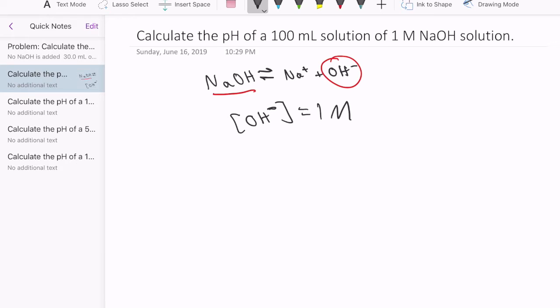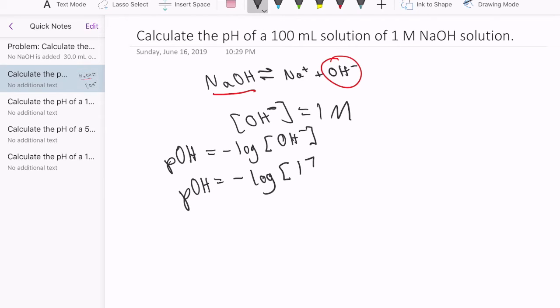Now that we know the concentration of hydroxide ions, the pOH is equal to the negative log of the concentration of hydroxide ions, which we know is 1. So the pOH is equal to the negative log of 1. Now you have to think a little bit. What is the log of 1? Well, the log of 1 is just 0. So the pOH is negative 0, so the pOH is just 0.